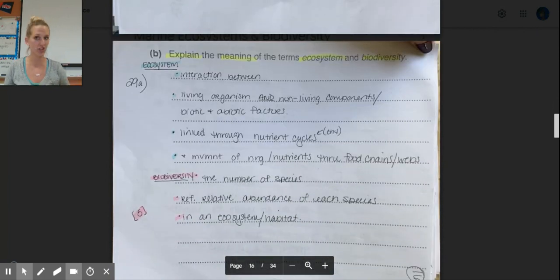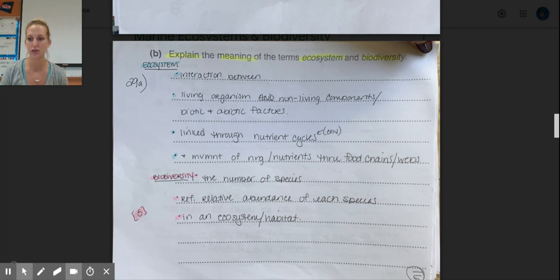Okay, it's just a definition. So explain is our biggest command word, so the grader needs to be in no doubt that you know what you're talking about. Typically it can have a definition. Well, it'll definitely have a definition, but it could also have an example with it. But this is explain the meaning of the term ecosystem and biodiversity.